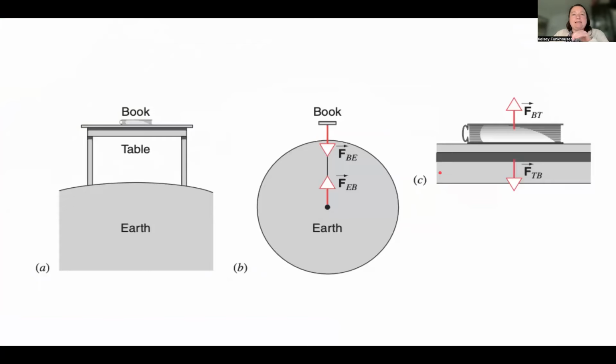Let's look in a bit more detail at a book on a table. So the Earth pulls down on the book. In this snapshot, in B we're ignoring the table, and in C we're ignoring the Earth, but this is the reality. So the Earth pulls down on the book with a force FBE, or force on book from Earth.